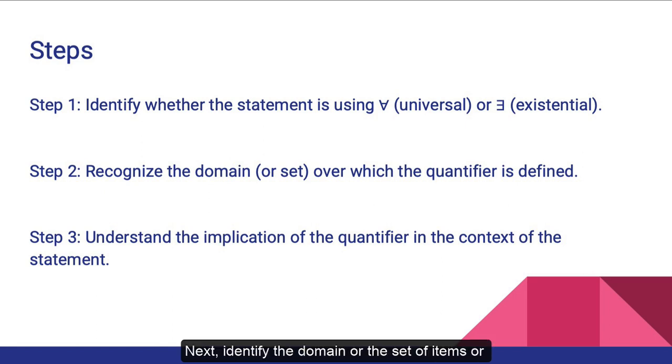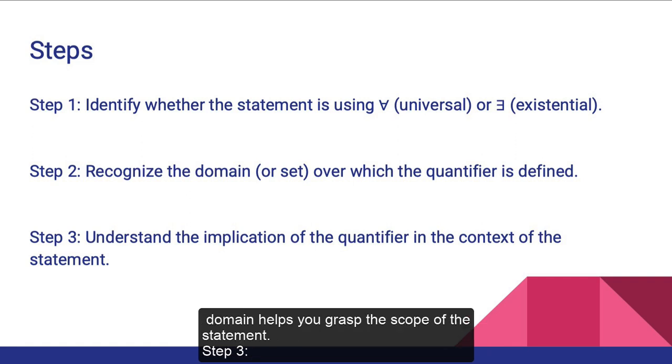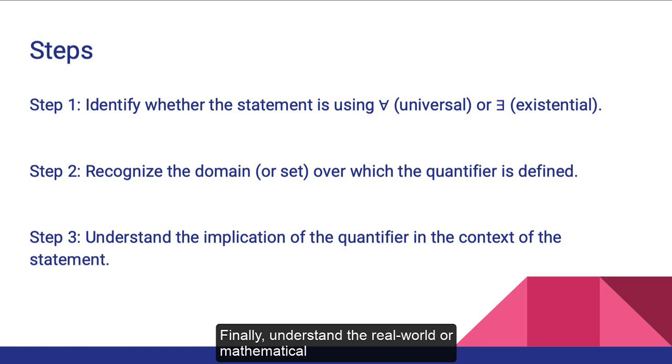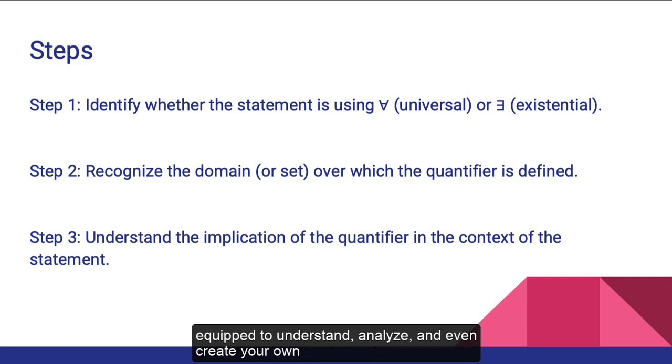Step 2. Next, identify the domain or the set of items or individuals over which the quantifier is applied. Knowing this domain helps you grasp the scope of the statement. Step 3. Finally, understand the real-world or mathematical implications of the quantifier in the statement's context. This will tell you if the statement applies to every element in the set or just at least one. By following these steps, you'll be better equipped to understand, analyze, and even create your own statements involving quantifiers.